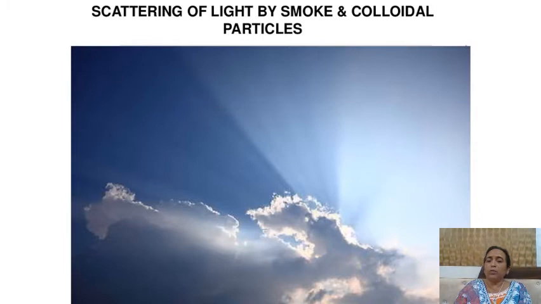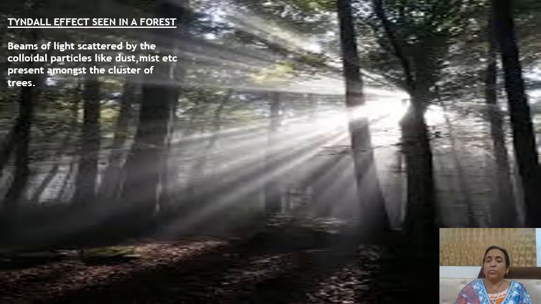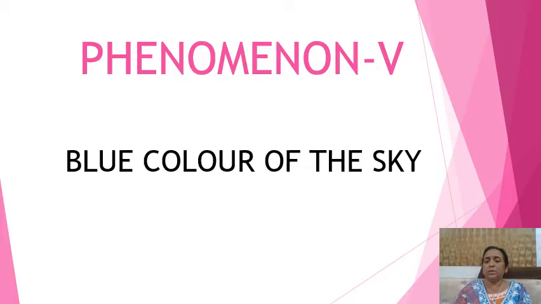In the atmosphere, you can see the Tyndall effect by the scattering of light by smoke and colloidal particles. You can see how the light is clearly visible when it passes through the atmosphere. Here, in the dense canopy, you can see the beams of light scattered by the colloidal particles like dust, mist, etc. present amongst the cluster of trees.